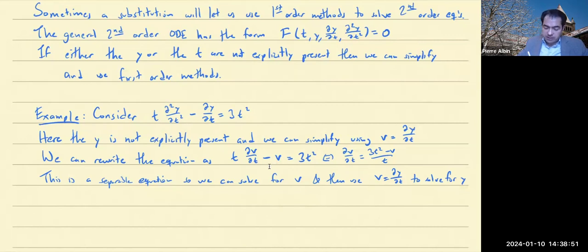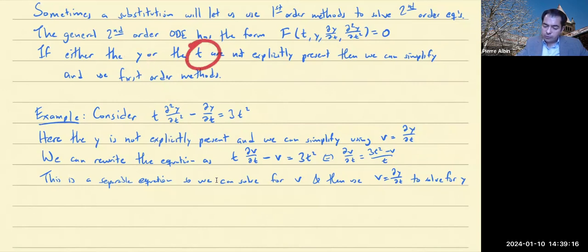In general, there's no guarantee you'll be able to solve for y. But what is guaranteed is that if y doesn't show up, but only its derivatives, then you make this substitution and you reduce the order by 1. Now you only have to solve a first order equation. Okay, that's one of these cases when the y doesn't show up explicitly.